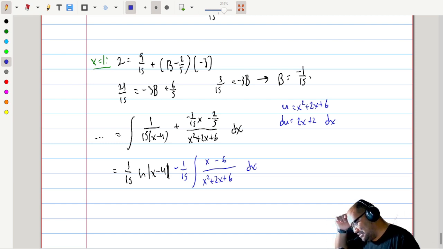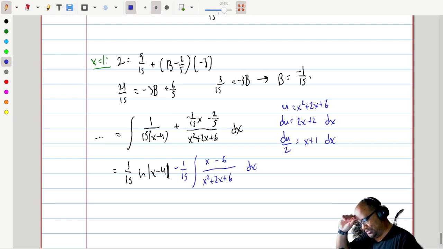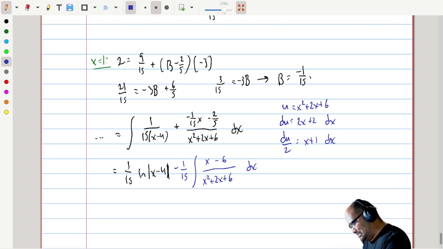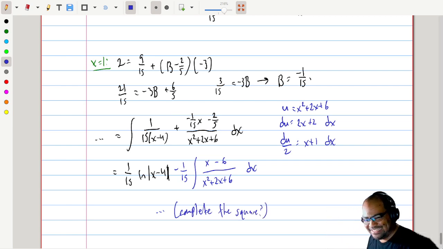Right. Oh, yep. There's a lot more evil here. Okay. du over 2 was x plus 1 dx, and oh, wow, this is embarrassing. I'm just gonna cop out at this one here. You won't have something where you are required to complete the square, but I'm just gonna have to cop out here because I want to get to more stuff.